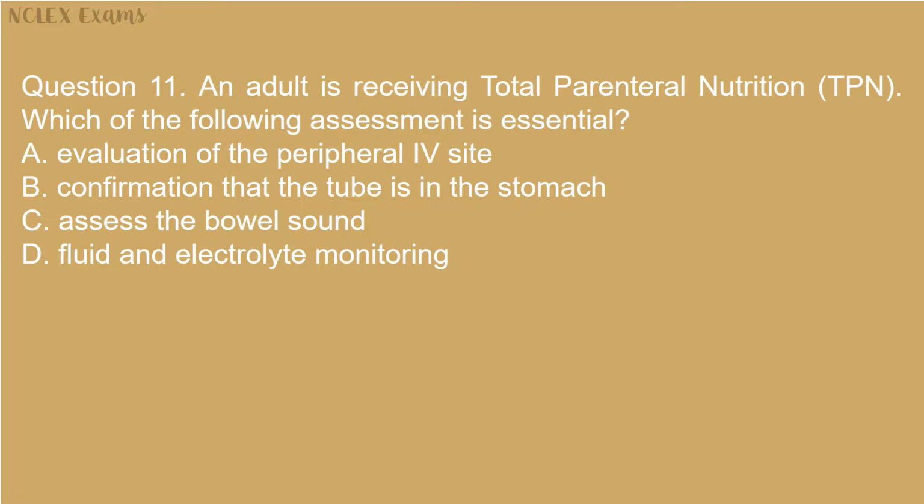Question 11. An adult is receiving total parenteral nutrition (TPN). Which of the following assessments is essential? A. Evaluation of the peripheral pulses. B. Confirmation that the tube is in the stomach. C. Assess the bowel sounds. D. Fluid and electrolyte monitoring.